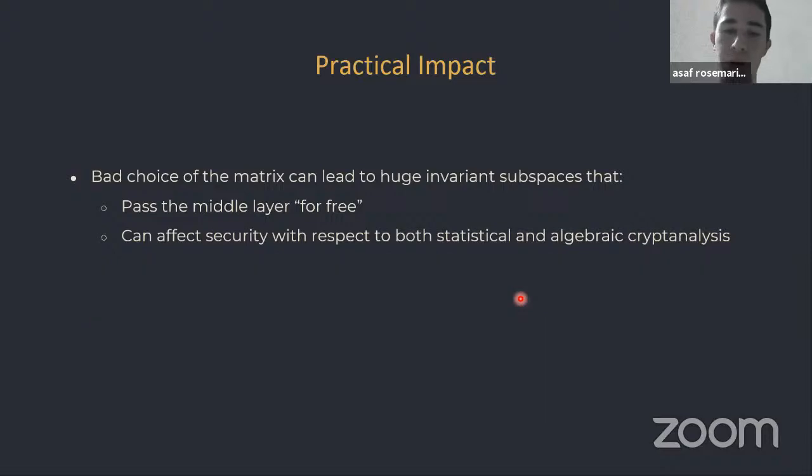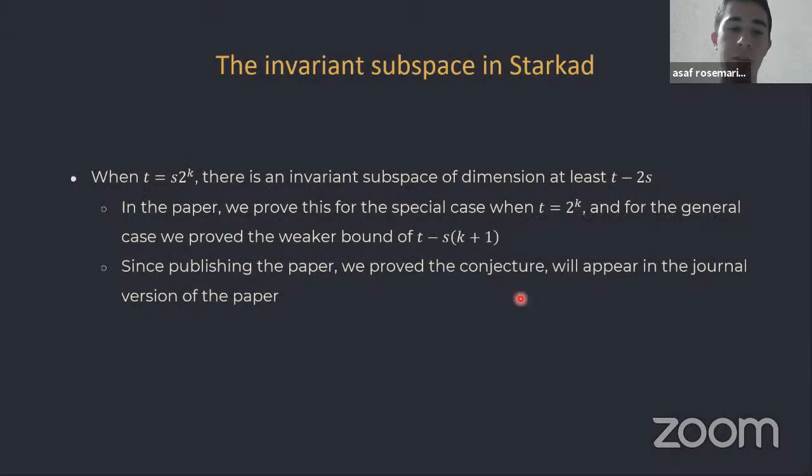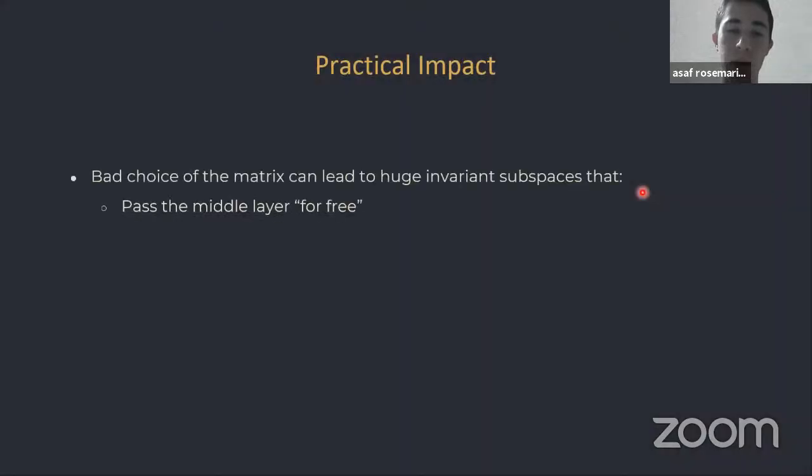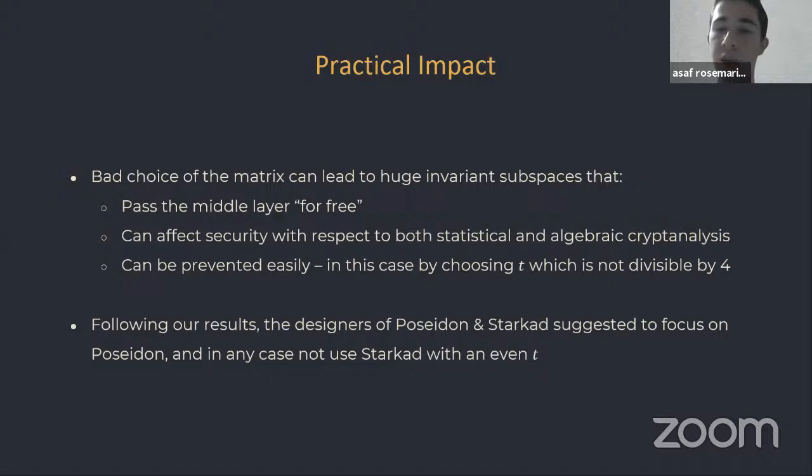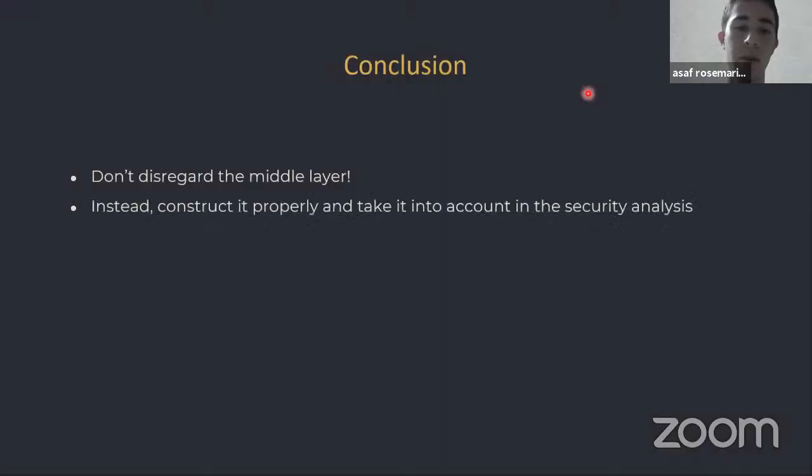You can see from the previous slide that if T is not divisible by 4, then by the bound here, the dimension is 0. So after publishing our paper, the authors suggested not to use StarCAD anymore. And if using StarCAD anyway, always with an odd T. So the conclusion is: take into consideration the middle layer and do not disregard it in the security analysis.